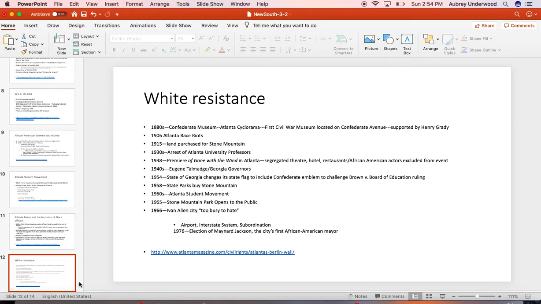In 1915, the land is purchased privately to build Stone Mountain, which would also be the largest demonstration of any Confederacy memorial and symbol in America. In the 1930s, as I mentioned before, there are arrests of Atlanta University professors who, again, are considered communists. In 1938, the movie Gone with the Wind premieres in Atlanta, which is based on the book Gone with the Wind, which was written by an Atlanta woman, Margaret Mitchell, who is also significant.